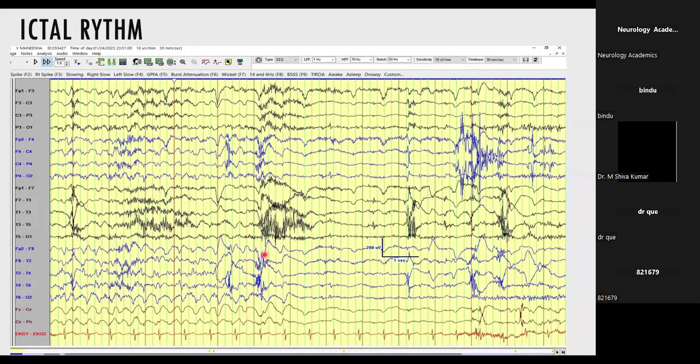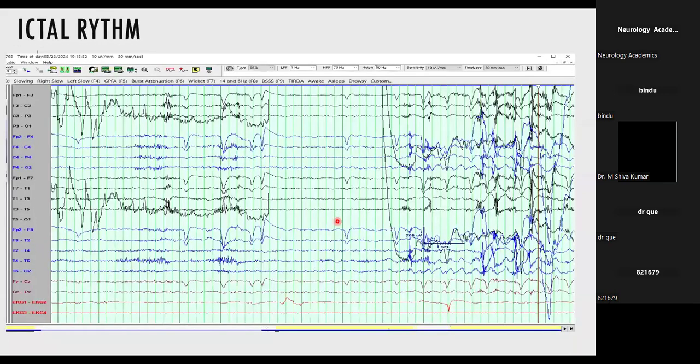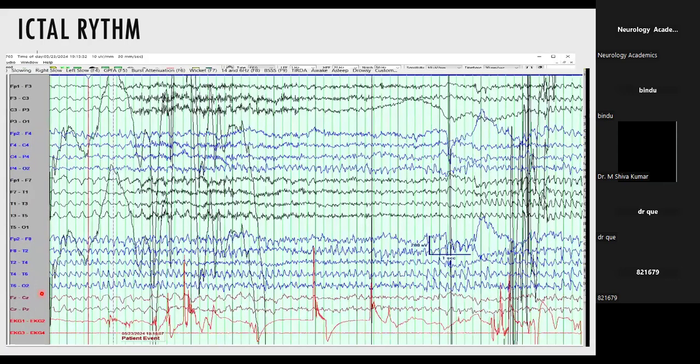Next, ictal pattern. Here this is a bipolar montage showing the right temporal region, started with delta activity ranging from 2 to 4 hertz, which evolved to theta rhythm of 6 to 7 hertz in the right temporal region.